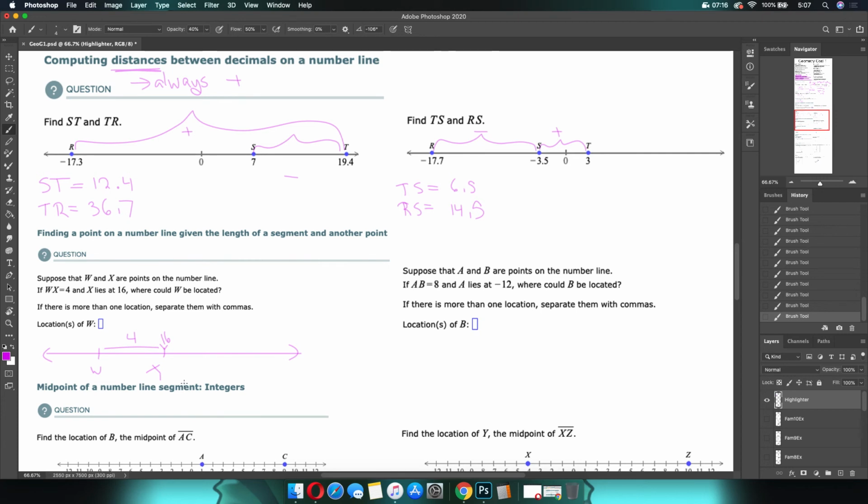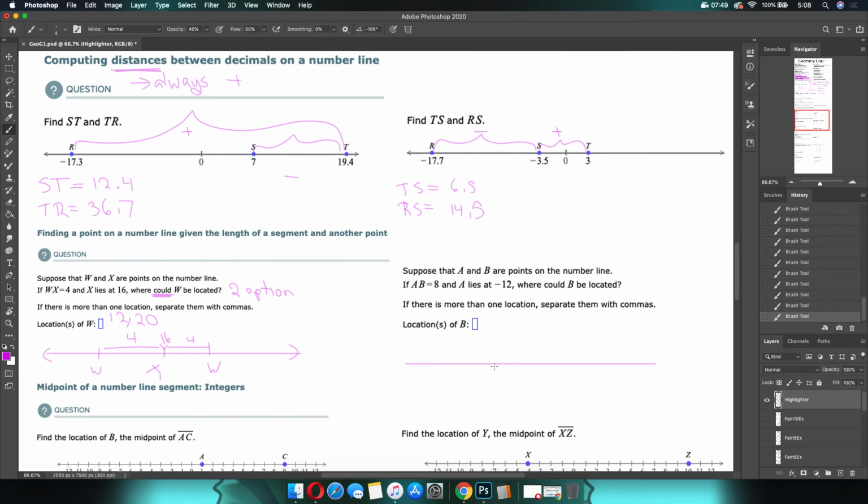Okay, so where could W be located? Now, where could, that's your key phrase. That means there are two options. You have two options specifically because it's a question of, are you looking on the left or are you looking on the right? Which way do you go? If I go to the left, my location is going to be 16 minus 4, which is 12. If I go to the right, it will be 16 plus 4, which is 20. So those are our two possible options.